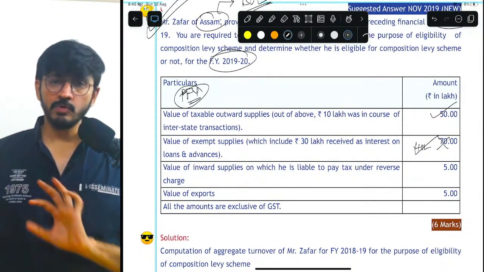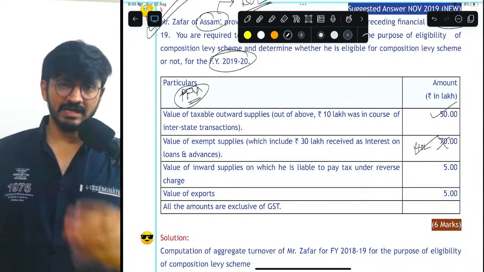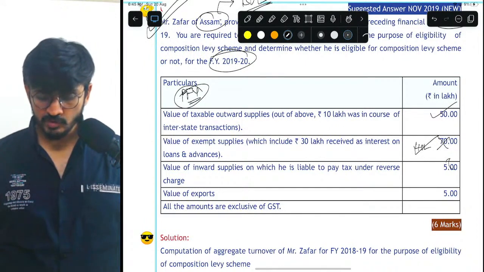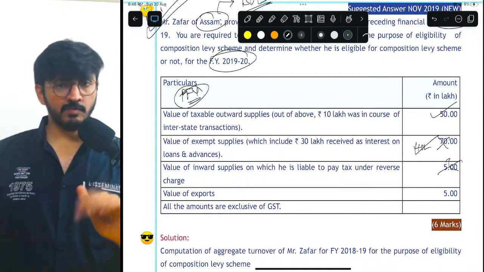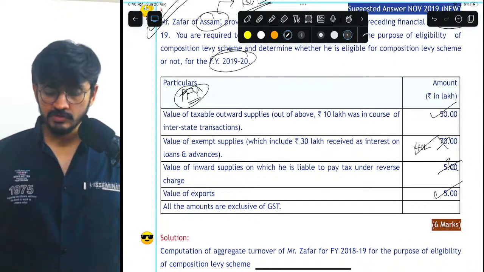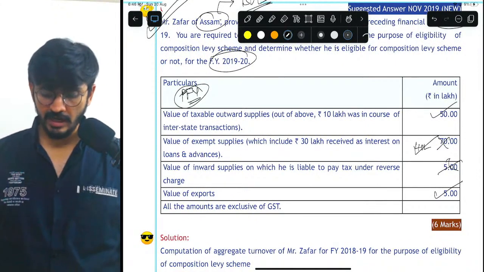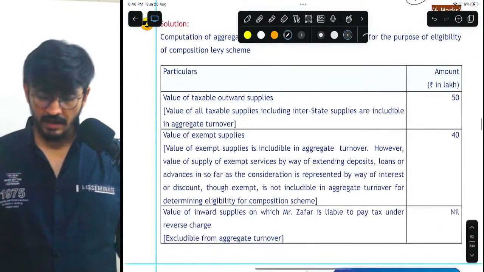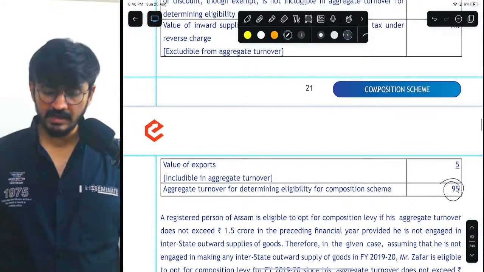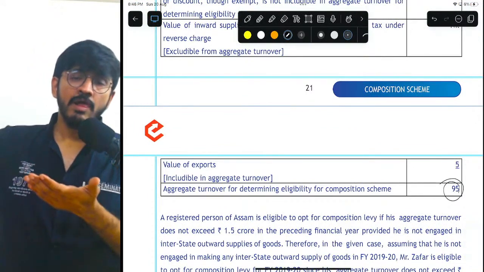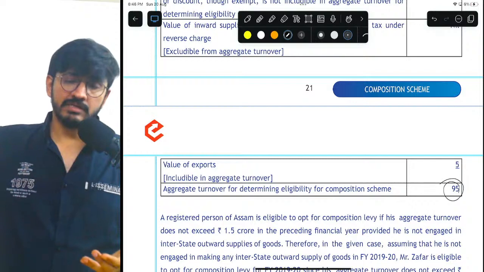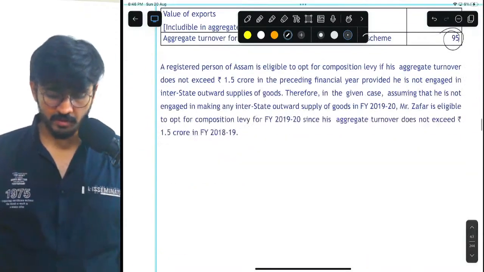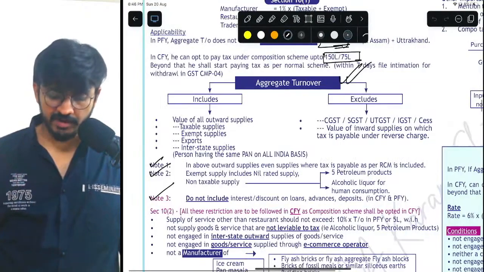Third, inward supply. No, you will never take inward supply, irrespective of whether it's RCM or FCM, doesn't matter. Turnover means sales, sales means outward supplies. So you will not include this either. Value of exports, outward supply, definitely you will include it. So there's 40, there's 5, and there's 50. So 95 lakhs is the answer. Correct? And that's how it is. 95 lakhs is the answer. And since 95 lakhs is less than 150 lakhs, definitely Mr. Zafar can offer the composition scheme. Is that very clear, my dear friends? Absolutely. Okay. So a question something like this can definitely arise.